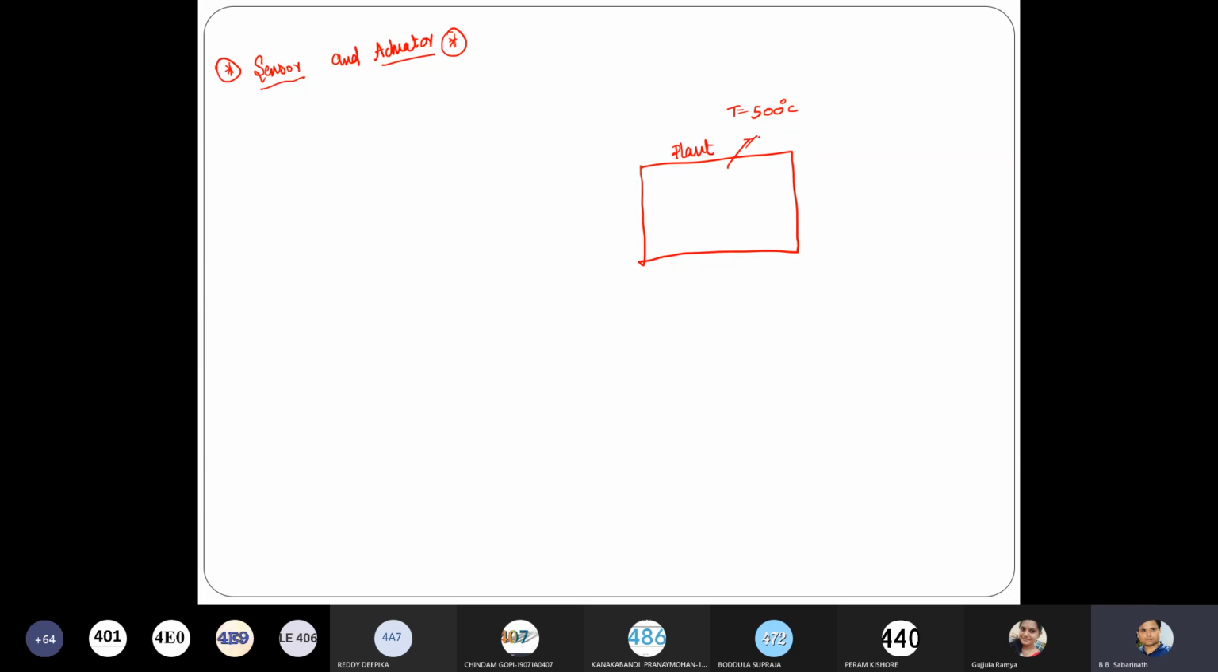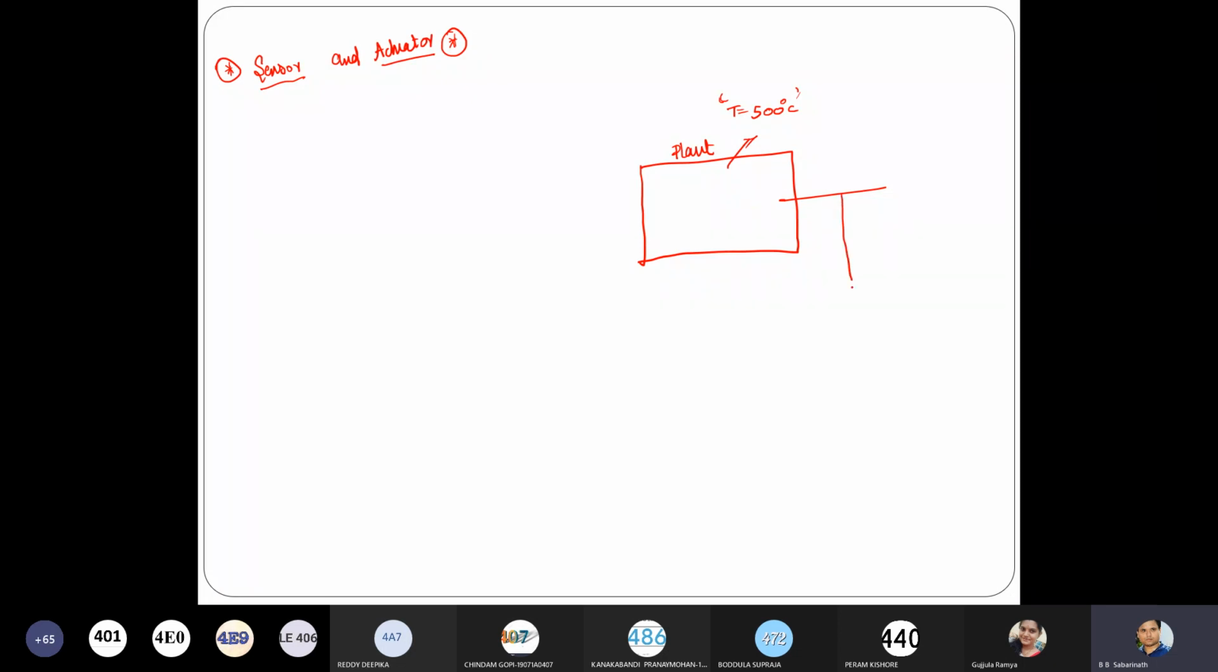But how do we know that exactly? We can't touch it and see that it's 500 degrees centigrade. So how do we automate this, such that the temperature will be 500 degrees? First of all, they want to know the exact temperature of the plant.